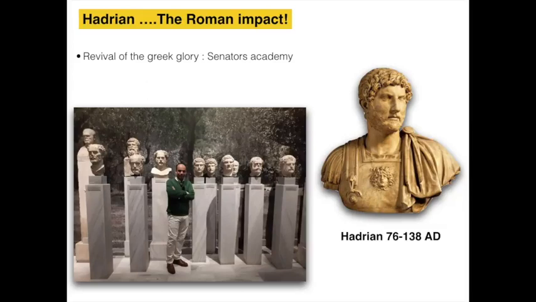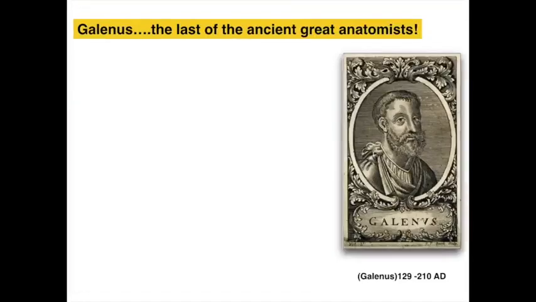I wrote a book about his story before. You can find some hints of this story on my Facebook page. And one of the things he did, he revived the rule of Alexandria and built the Academy again, and he asked scientists to return to Alexandria. One of the scientists who came at that time was Galenos. I think Chavi knows Galenos very well, because Galenos was the father of modern anatomy for a long, long time.